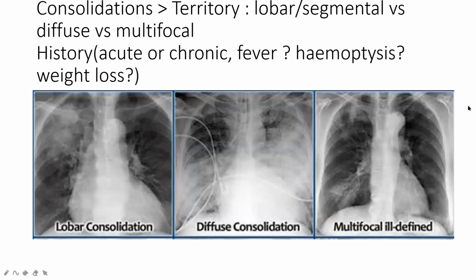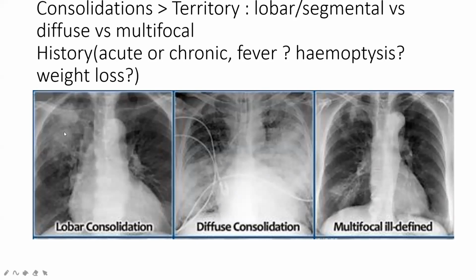Okay, so as Rishi said in his previous talk, consolidation basically means increased areas of high density, and it basically means the air spaces are filled with something. It could be pus, it could be blood, it could be fluid, and we don't fully know. There are things that we need to know about consolidations.